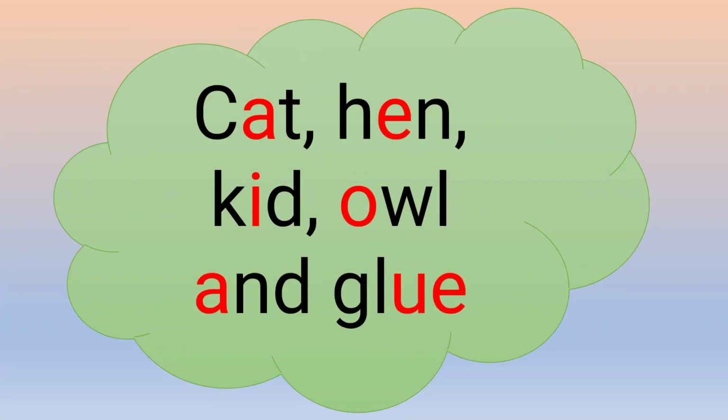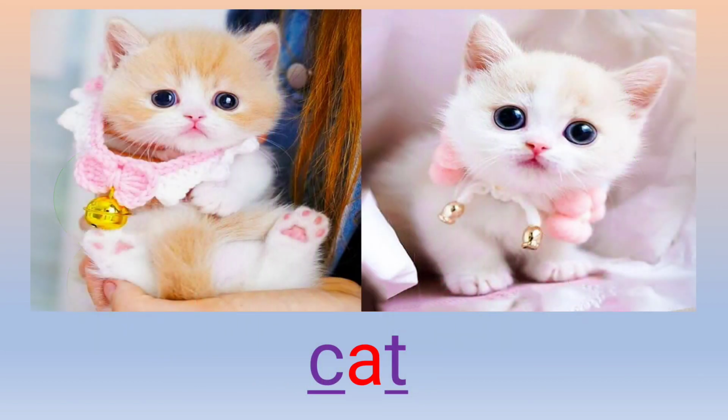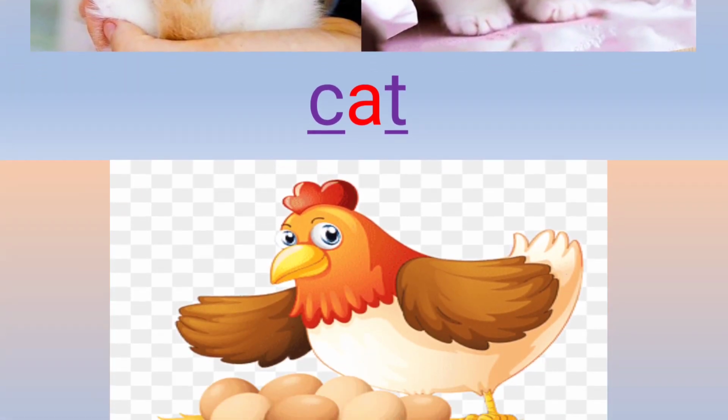Children, in the words cat, hen, kid, owl and glue, the letters other than the vowels are the consonants. Let us see. Now the first word was cat. A was the vowel, so the remaining 2 letters, that is C and T, they are the consonants.